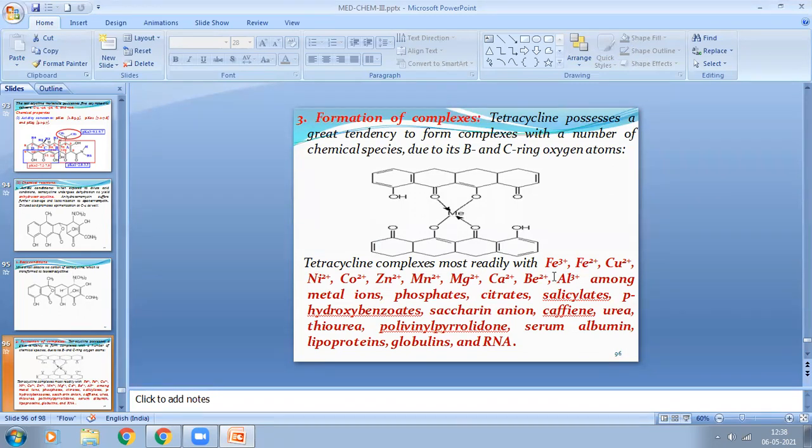So these are the basic three chemical reactions that happen with tetracycline. Tetracycline undergoes chemical reaction under mild acidic condition, under mild alkali condition, and with the metals or other chemical species.